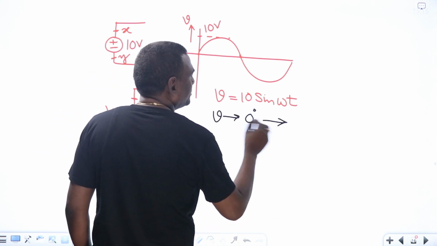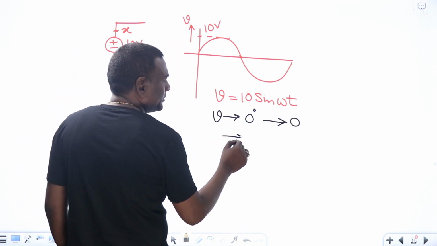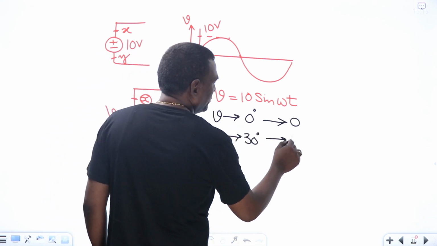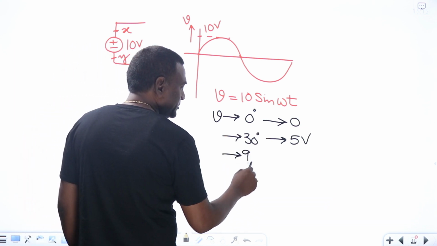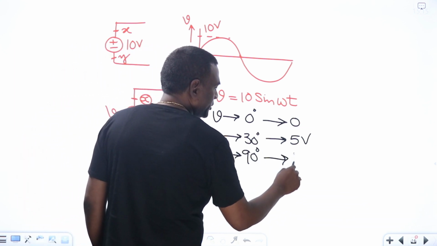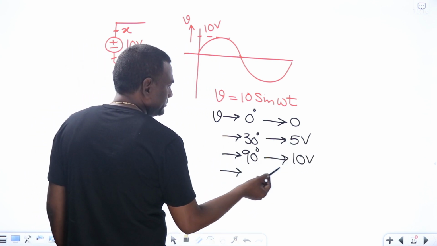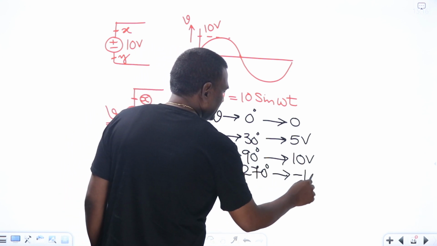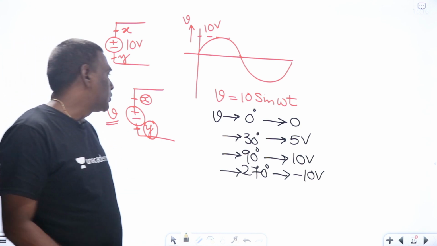How much will this value be? It is going to be 0. Now the same V value at omega t equal to 30 degrees is going to be 5 volts. At omega t equal to 90 degrees, just stay tuned, automatically you will understand, it is going to be 10 volts. Maybe at omega t equal to 270 degrees, it is going to be minus 10 volts. You will understand slowly.